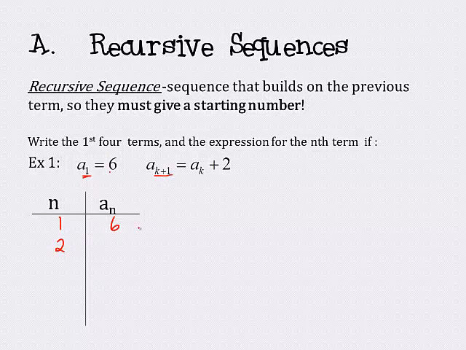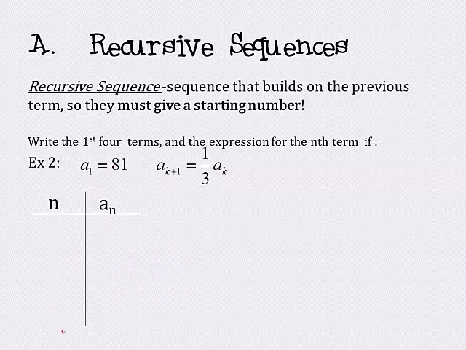So to find the next term, I take a sub k, which is the term before it. I take 6 plus 2, and what do I get? 8. To find the next term, I take the one before it, which would be 8 plus 2, and I get 10. So 8 depended on 6, 10 depends on 8. To find the fourth term in the sequence, I'm going to take that 10 and add 2, and I would get 12. And hopefully you see the pattern. I'm just adding 2 each time because that's what it says to do. It's a recursive sequence because it depends on the term before it. It tells you a sub 1, and you've got to work your way through the rest.